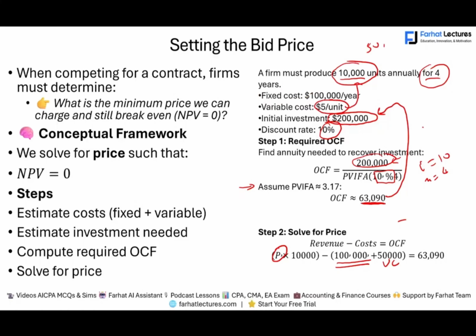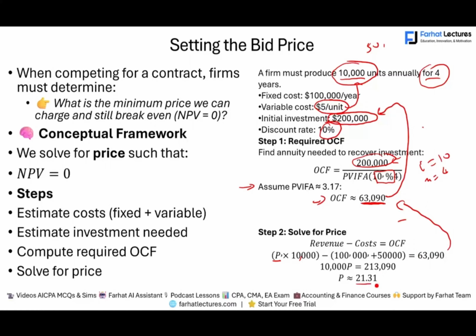I need to have an answer of 63,000 of operating cash flow every year, because this is what I did in the example. I figured out how much I need in operating cash flow, $63,090. Now all I have to do is solve for P, which is 10,000 P equal to 213,090.